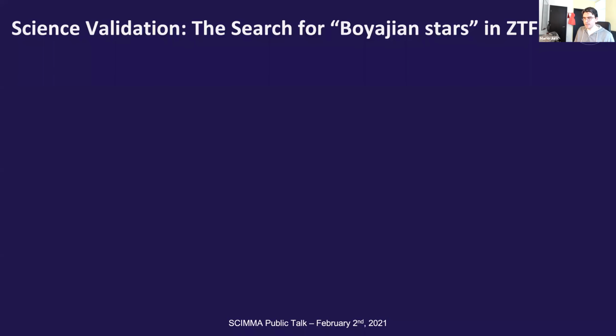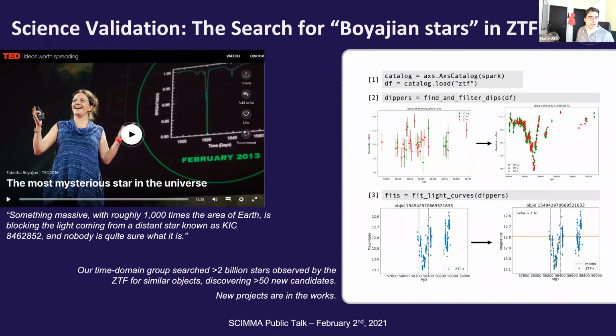Just to show that we can do more than simple demos, one of the bigger things we've done was to search for analogs of Boyajian stars in ZTF. Our time domain group searched over 2 billion time series in ZTF to look for candidates that show dips like this in the light curve. The cyber infrastructure element for them was essentially zero, and all the effort went into understanding how to write an optimal filter to find these kinds of dips, which is where you want to be in this kind of environment.